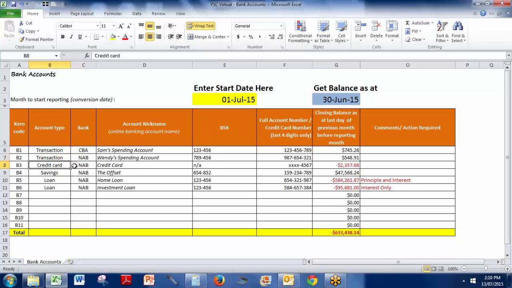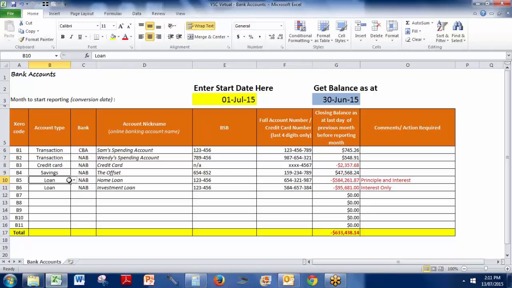The big one also is for credit cards. We don't need the full account number. You just need the last four digits, and that's obviously for privacy reasons. So you just get the last four digits there, and obviously that closing balance would usually have a negative amount. You'd do this for all their transactions, pretty much any bank account.